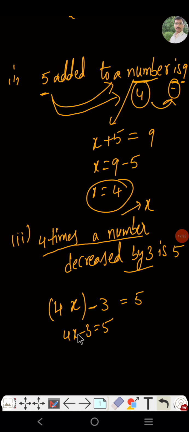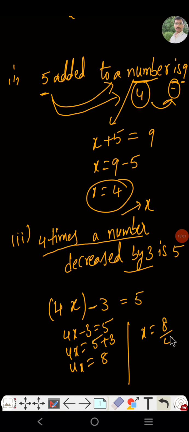Now first what do we send, 4 or 3? First 3. Already I said addition and subtraction symbols we have to send to the RHS first. That means 4x is equal to 5. Minus 3 becomes plus 3. 4x is equal to 5 plus 3, 8. And 4 is multiplying x here. When you send this 4 to the RHS, it becomes divide. That means x is equal to what? 8 by 4. 4 twos are 8. x is equal to how much here? 2.